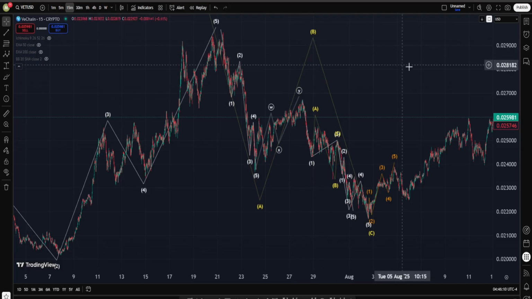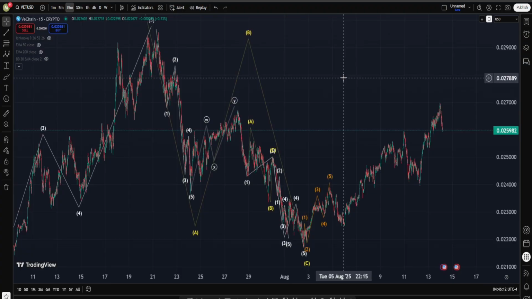In this update, we are going to check out VeChain's price chart, and what we talked about actually played out. And now we are seeing some very strong bullish signs. So let's check them out one by one.